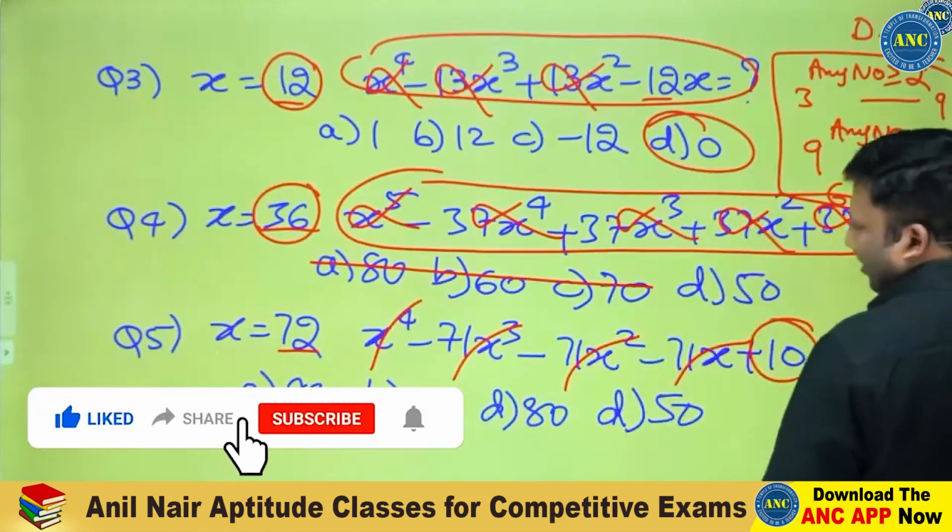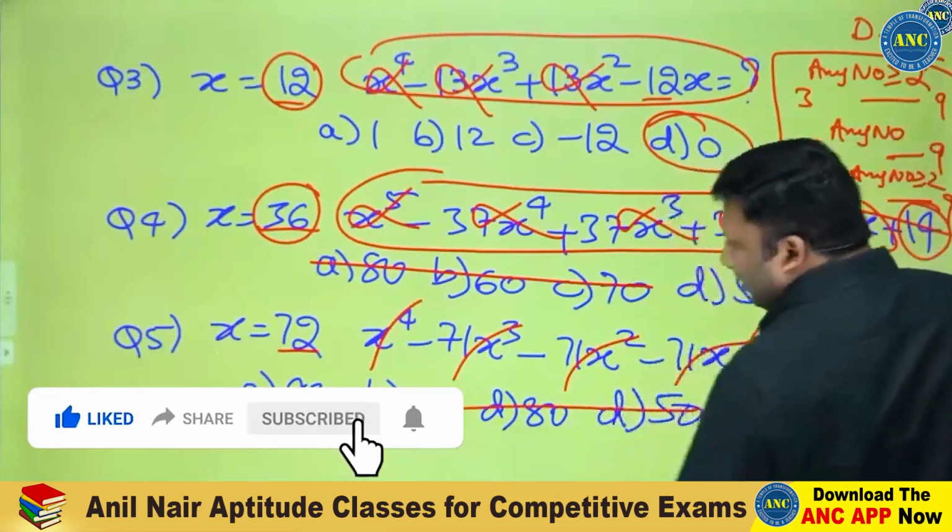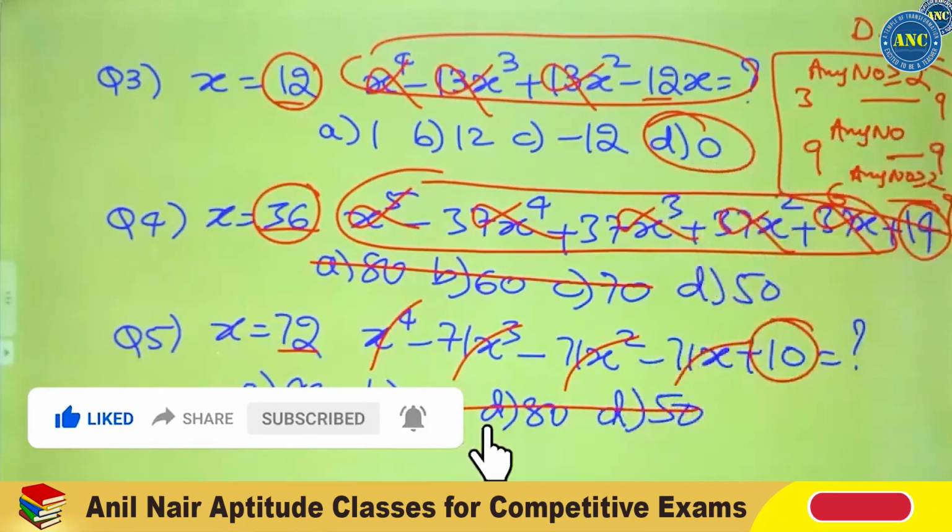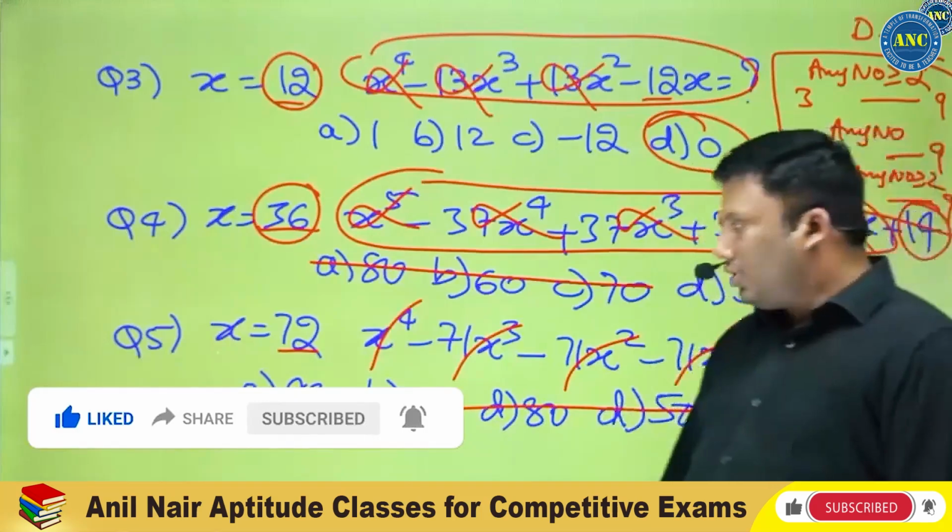10, what is the digital sum? 1. Answer, digital sum should be 1.